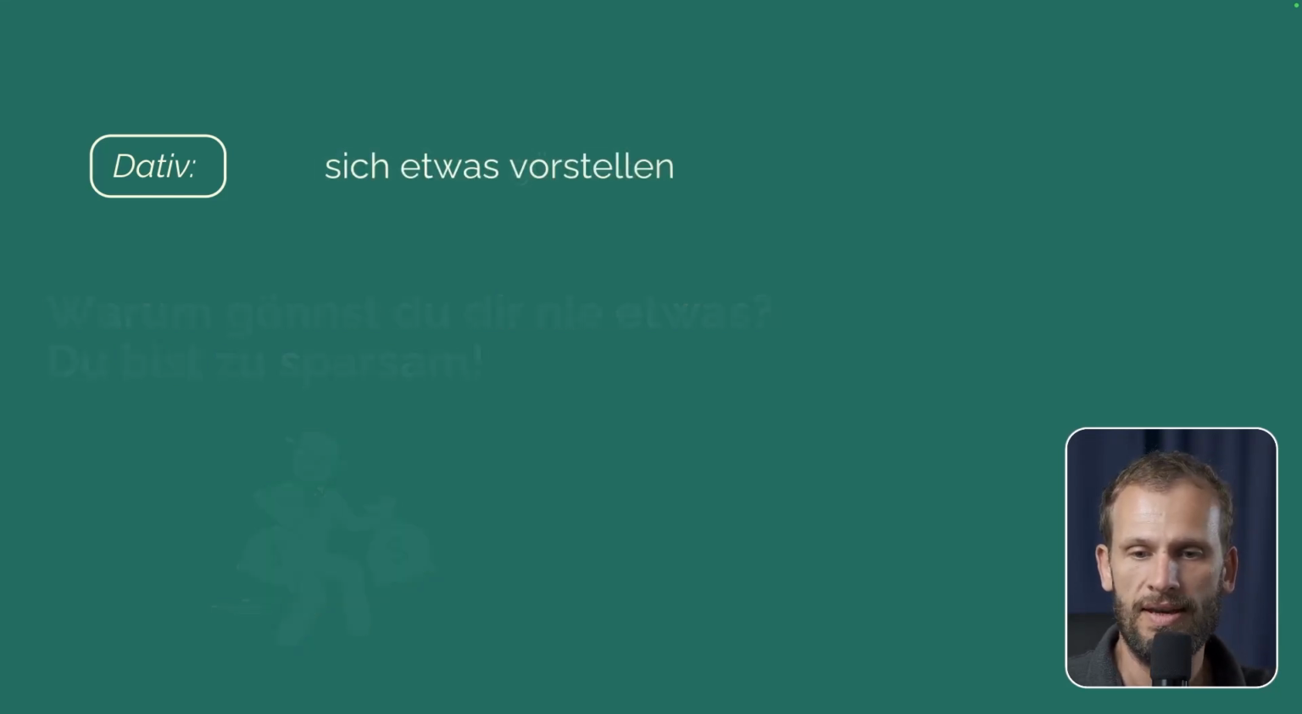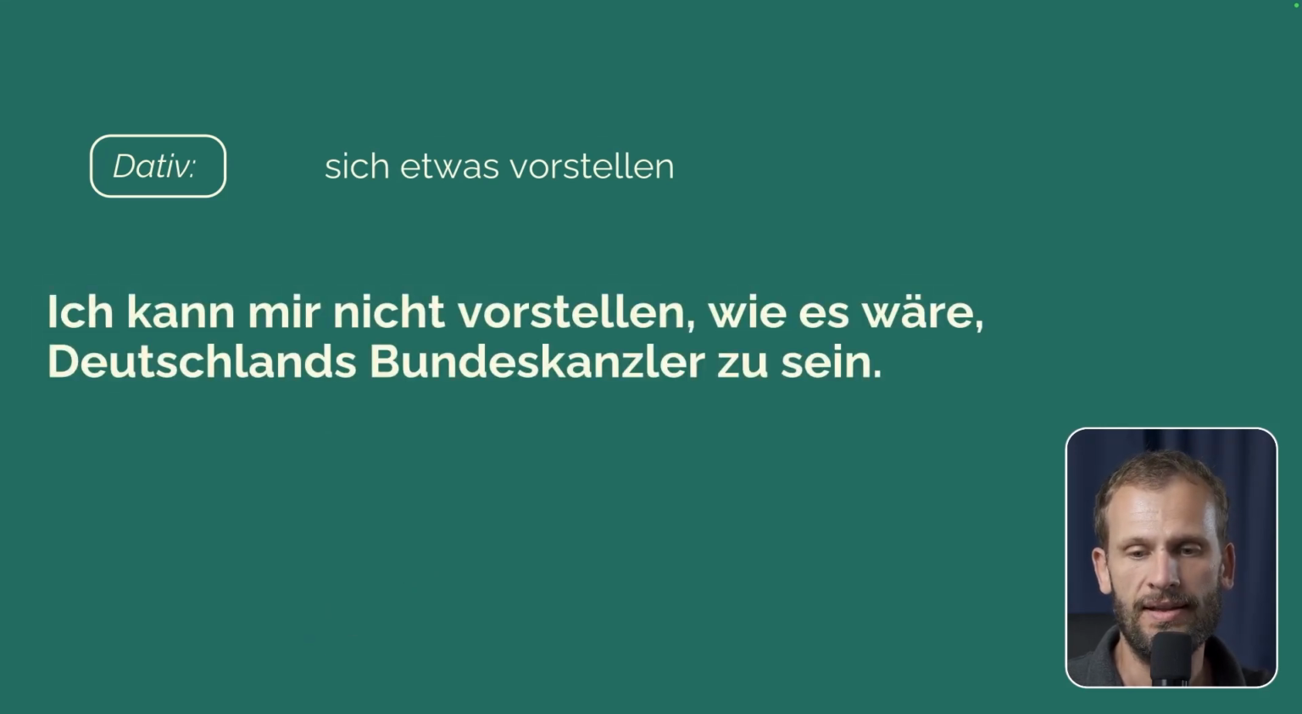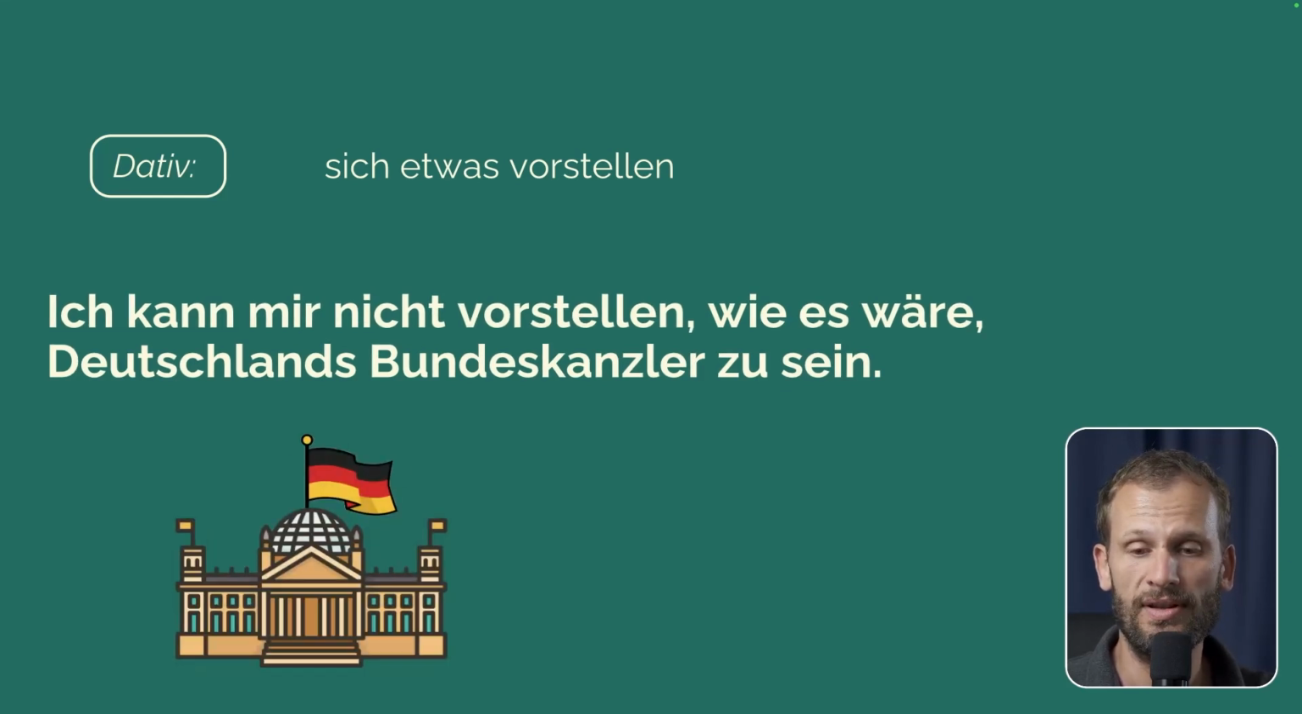Okay, so the last example is sich etwas vorstellen, to imagine something. Ich kann mir nicht vorstellen, wie es wäre, Deutschlands Bundeskanzler zu sein. I cannot imagine, again dative, ich kann mir nicht vorstellen. I cannot imagine what it would be like to be the Chancellor of Germany.